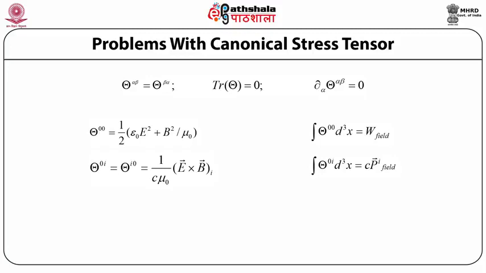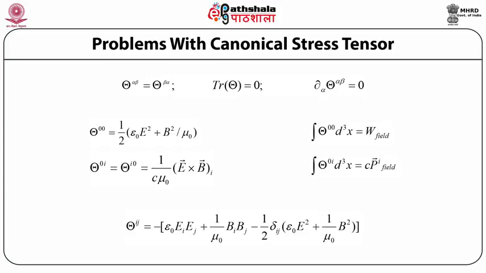Phi 0 i equals phi i 0 equals 1 by c mu naught (E cross B) whole i, and the integral of phi 0 i d cube x equals c times P field. Phi ij equals minus epsilon naught Ei Ej plus 1 divided by mu naught Bi Bj minus half of delta ij into (epsilon naught E square plus B square by mu naught).